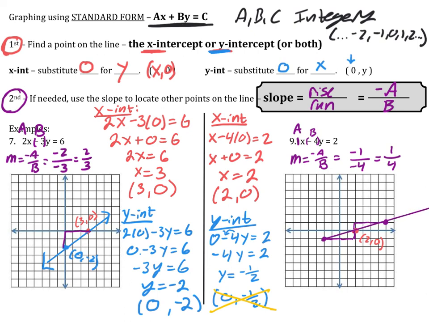All right, so here's my line. And lines extend forever in each direction, so we need arrows on the ends to indicate that. And we are done graphing from standard form.